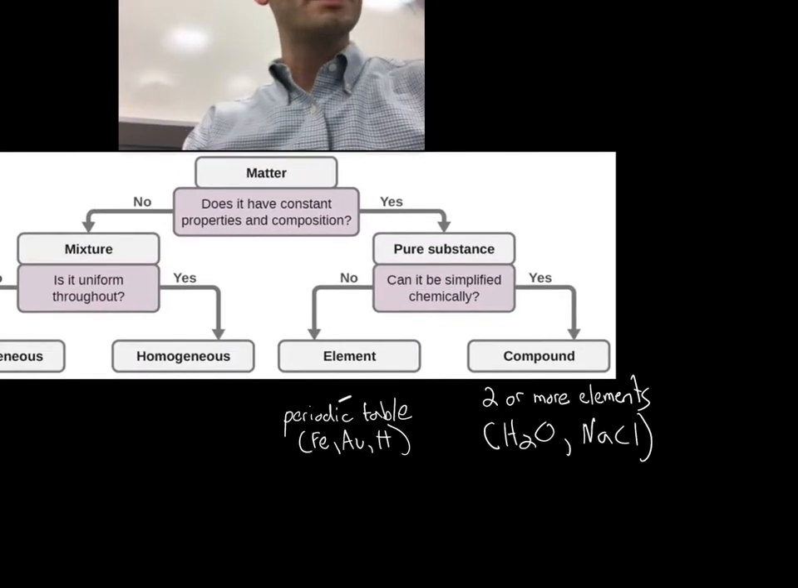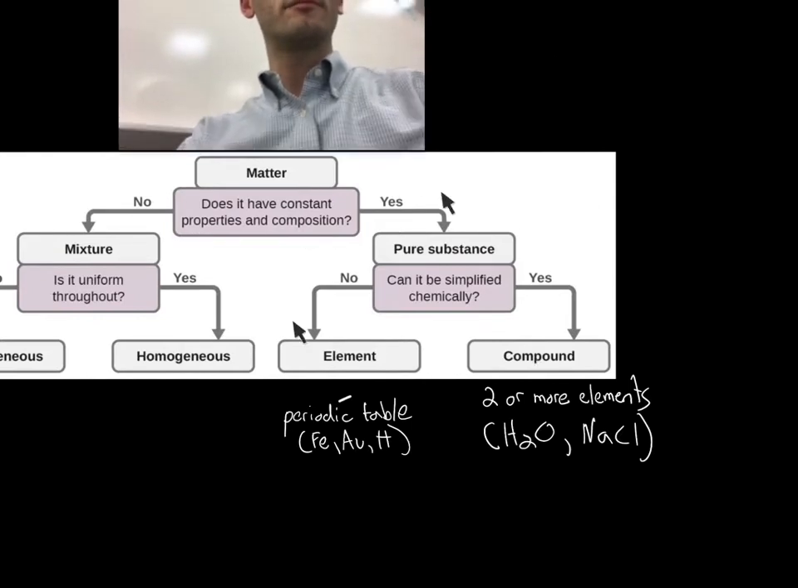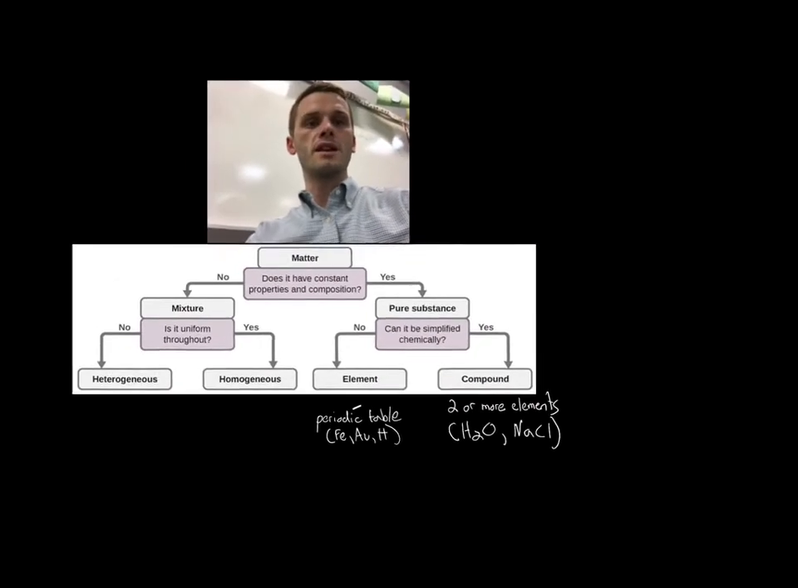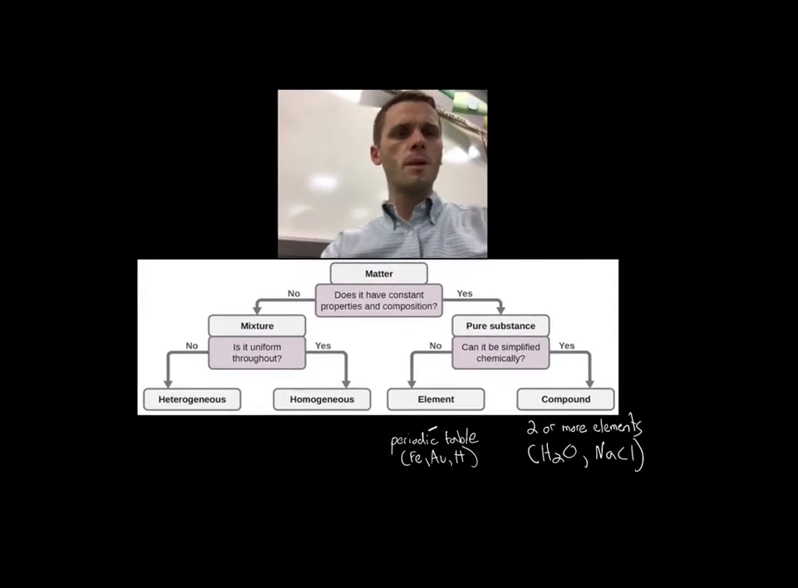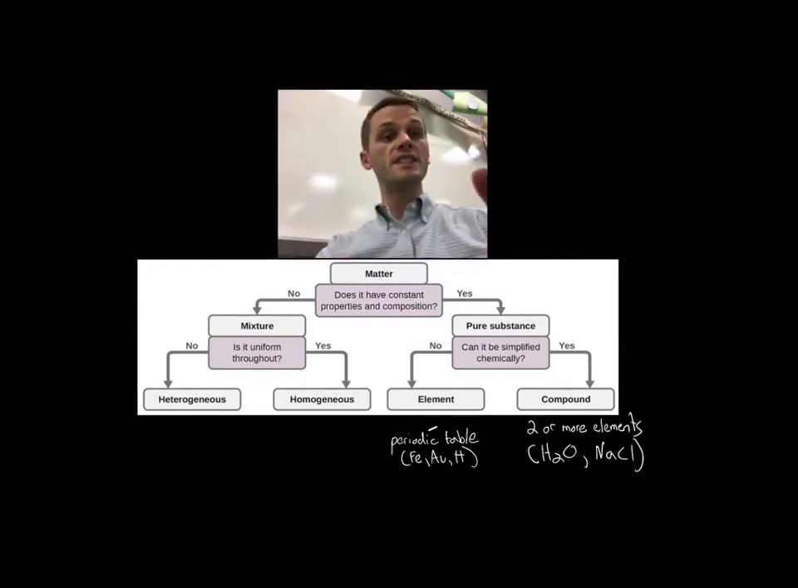Thing about elements and compounds, they're both pure substances because they have a constant property and composition. You're probably saying, what the heck does that even mean, constant composition? If you look at water down here, water has 2 hydrogen for every oxygen. And no matter how much water you put in, you're always going to have 2 hydrogen for every oxygen. It is a constant composition. If it does not have a constant composition, that means that we are dealing with a mixture.